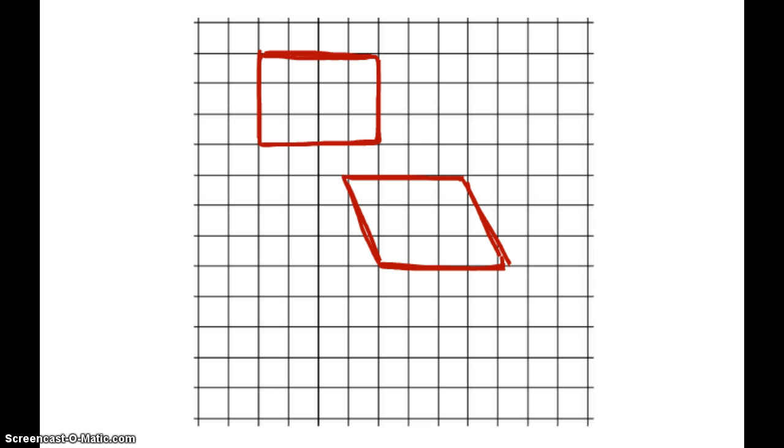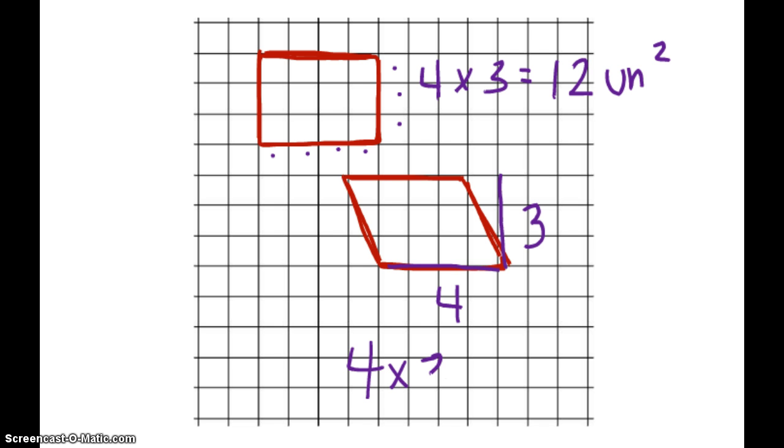So let's go back and let's look at these two. So here we have a 1, 2, 3, 4 by 1, 2, 3. So this is a 4 by 3 rectangle. So we have an area of 12 units squared. Alright, so this one is also a 4. What is the height? This height is 3. 4 by 3 is also 12 square units.